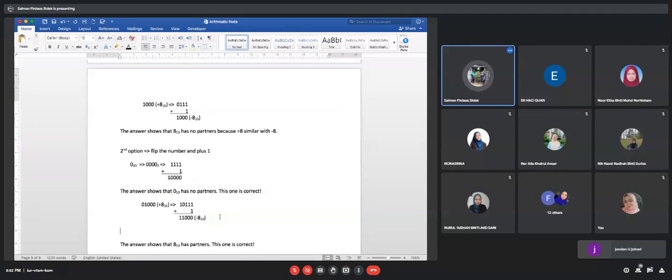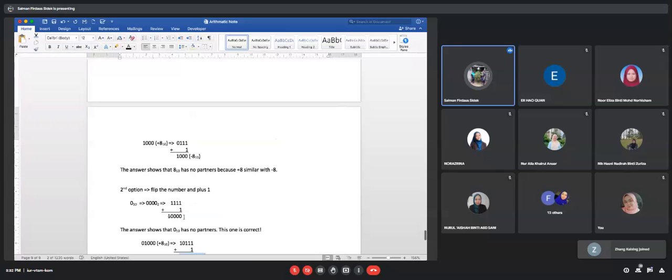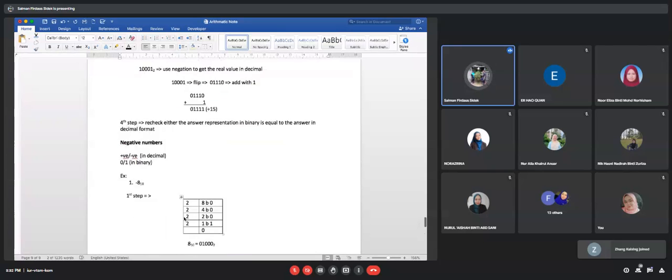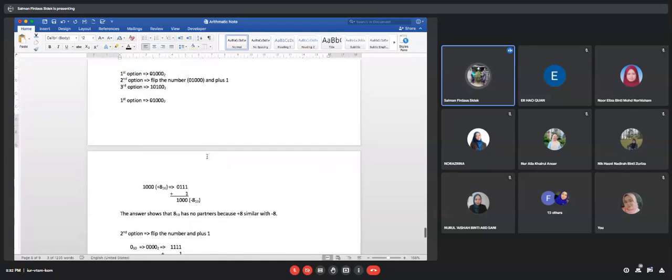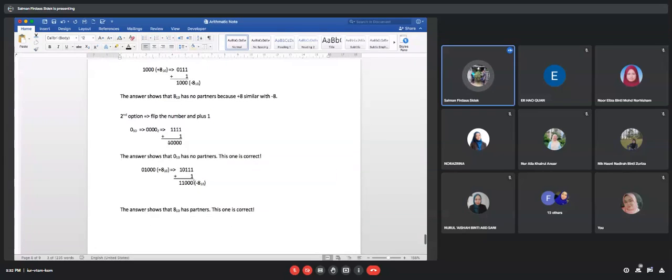Okay, let's check the answer. We check together. To check this one, if you want to get the real value of 11000, we use negation. Negation is the same process: flip and plus 1. So we flip and then we plus 1. So we will get back this. Of course, we will get it back like this.